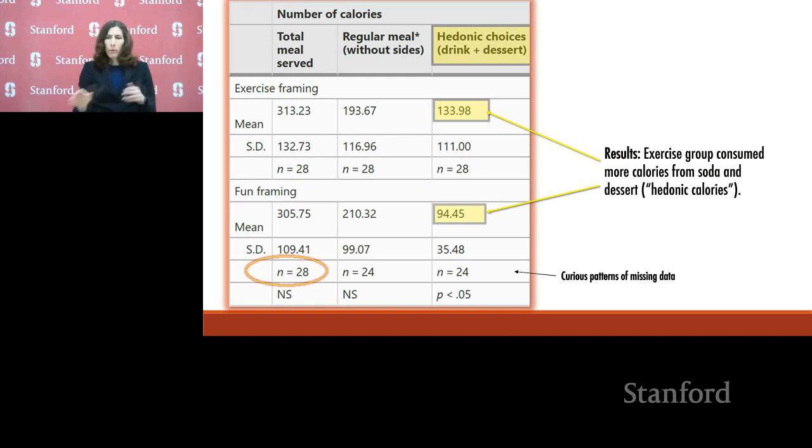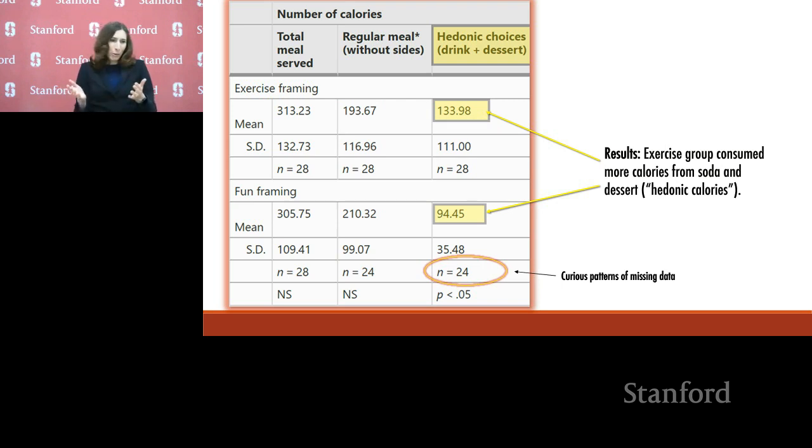However, if you look at the fun framing group, for the total meal served, there was no missing data. There were 28 people. But then if you look at the regular meal, the main meal, and the drink and dessert, the n is 24. So we have some missing data. And this pattern is a bit curious to me because if you have the total calories for someone, that would imply that you had measured the calories on the individual components of the meal.